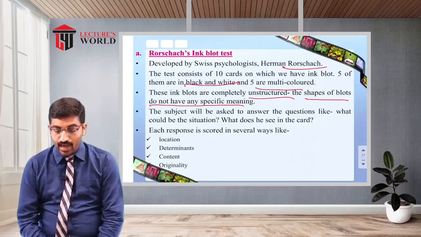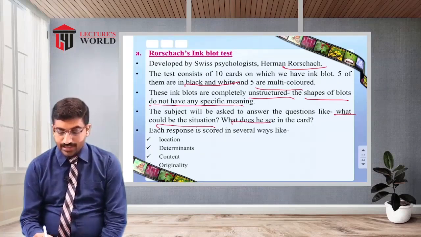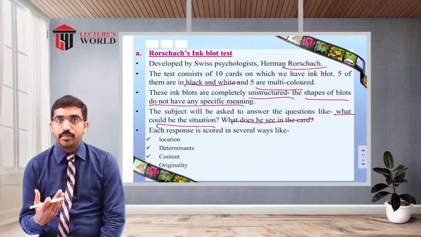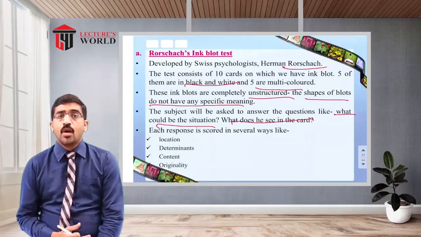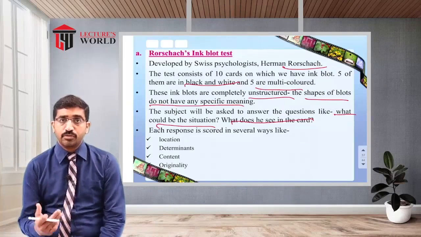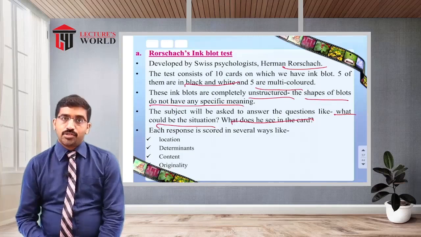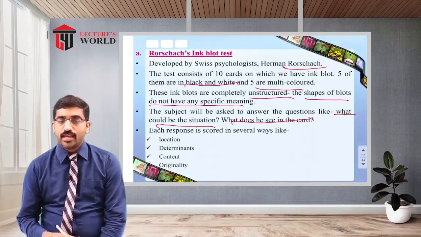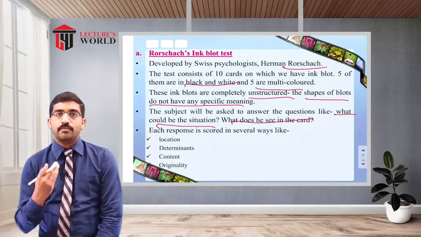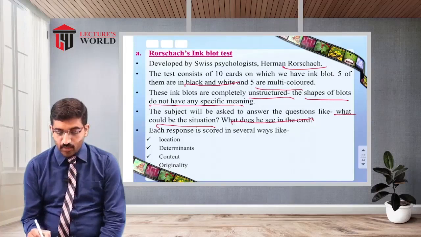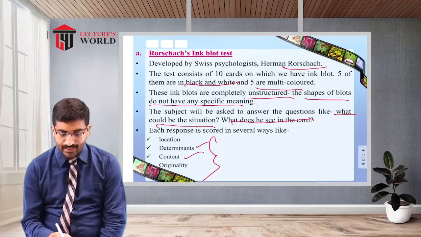The subject will be asked to answer the question: what could be the situation, or what does he see in the card. One card will be given, maybe more cards also can be given, or we will ask the patient or any child, whomever we have to check the personality, to take one card and see the question that is written over the card. You can tell us. There is no right or wrong answer, and whatever is there in their mind will come by seeing that card. So every response can be coded in this way. We can score the location, the characteristics, content, originality.